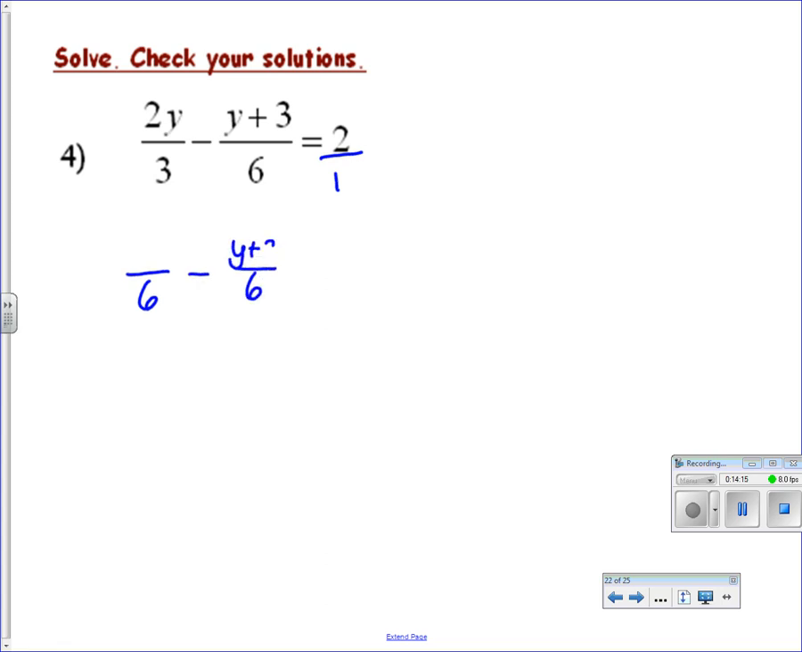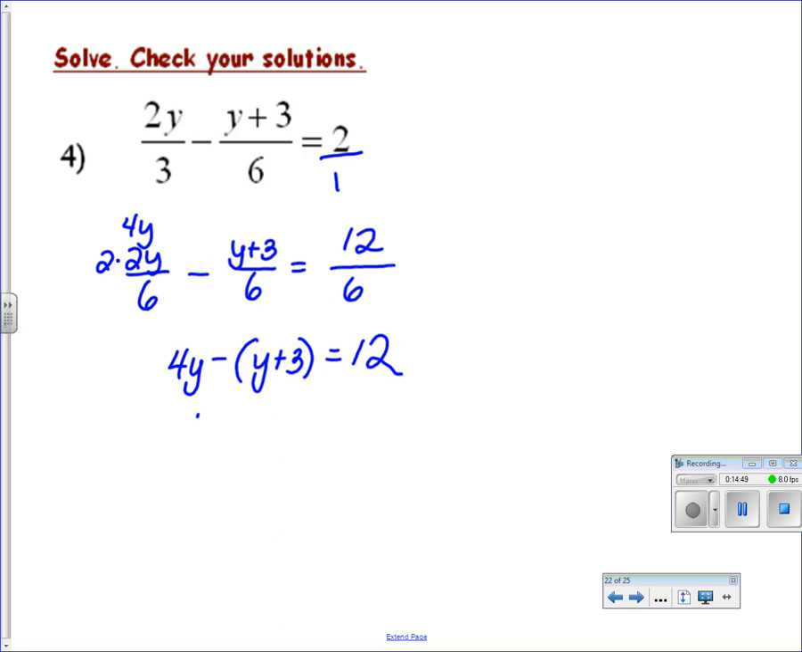So the second fraction, nothing happens to it. So the first fraction is a 3. What are we multiplying that 2y by? 2. Right, 3 times 2 is 6, so this is going to become 2 times 2y. And then on this side, 1 times 6 is 6, so 2 times 6 would be 12. And then now I can put this together. This is 4y when we multiply. Be careful with this minus sign, because that minus is going to hit both the y and the plus 3.